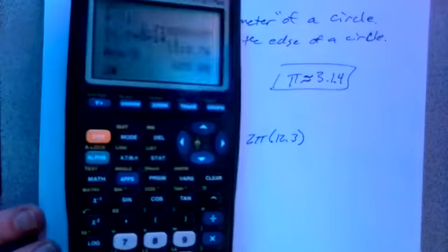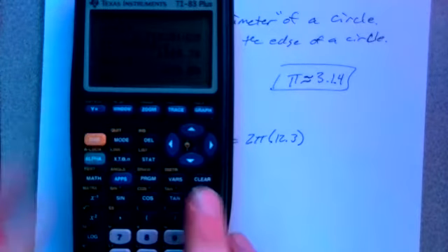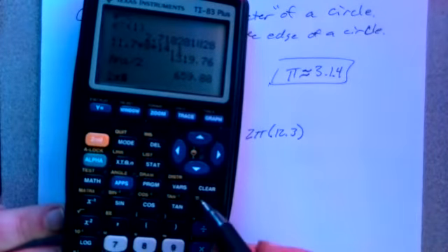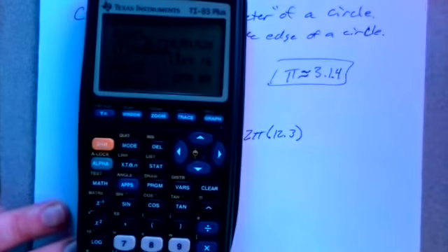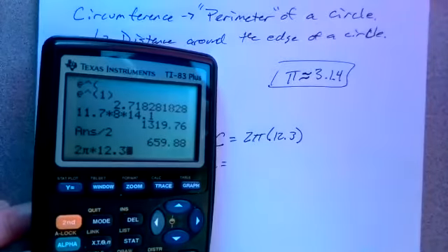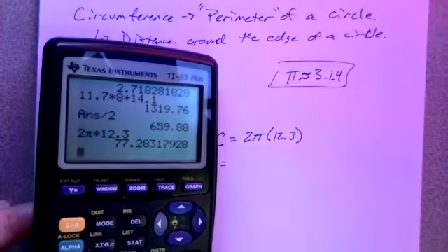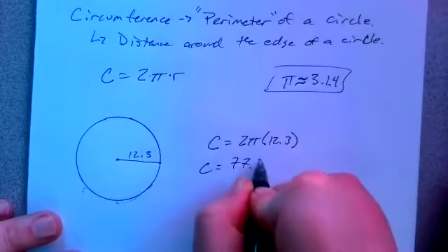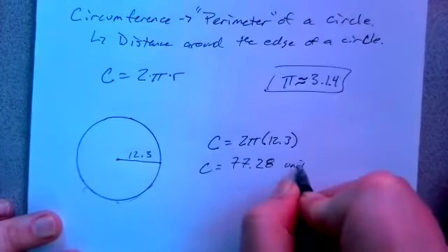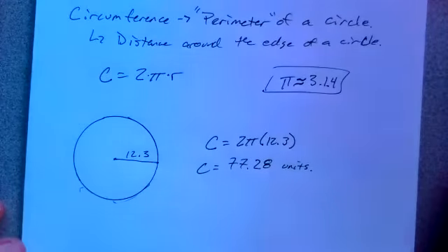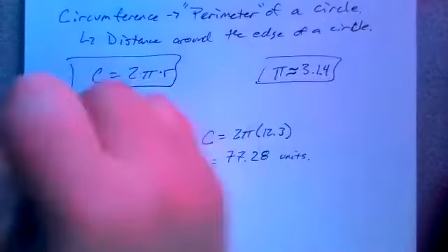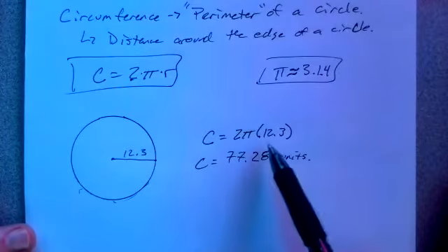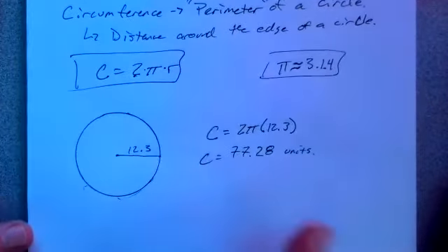So in my calculator, I'm going to write 2, and then pi, my pi button, it's right above the caret right there, and then times 12.3. So 2 pi times 12.3, boom, 77.28, let's call it. So here the circumference is 77.28 units, whatever they might be. And that's it. This is the formula. It is no more difficult than that. It's really just a very simple plug in the radius and plug it in your calculator.